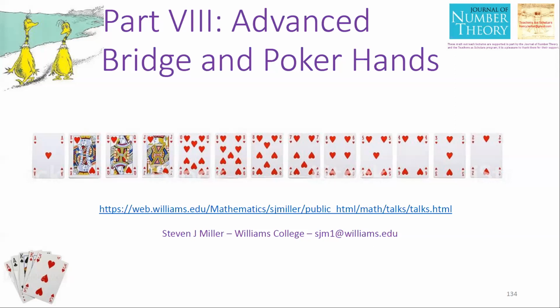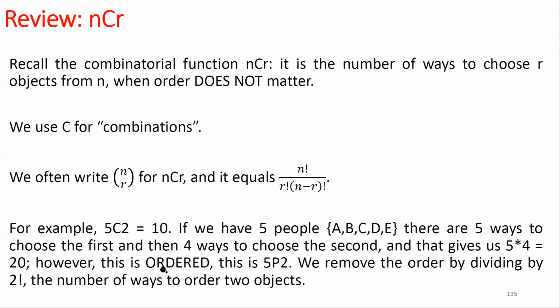And we're going to continue our probability lectures. We're going to talk about some advanced bridge hands and some poker hands. So here we have a 2 pair, 2 aces and 2 kings. And here we have all hearts. And so the question we want to ask is, what are the probabilities of certain events?